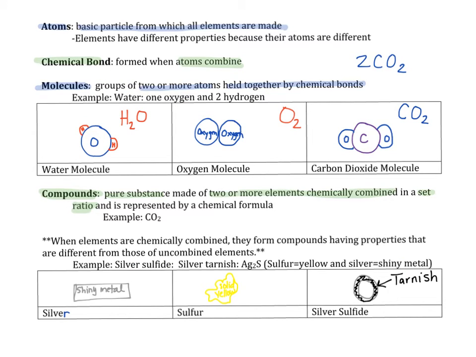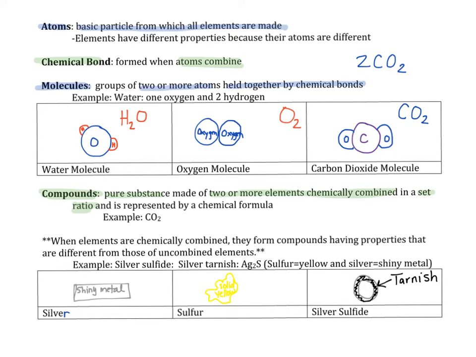It is also important to note that we need to know what atoms are, because we will be talking a lot about atoms this year. Atoms are the basic particle from which all elements are made. So, elements have different properties because their atoms are different. And we'll get into more detail with that later. But right now I just want you to remember that atoms are the basic particle from which all elements are made. The word chemical bond is going to be what we are referring to when atoms combine.